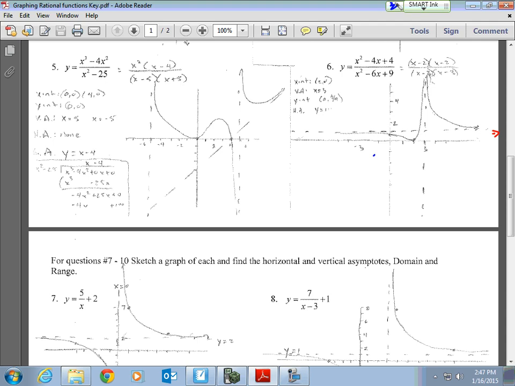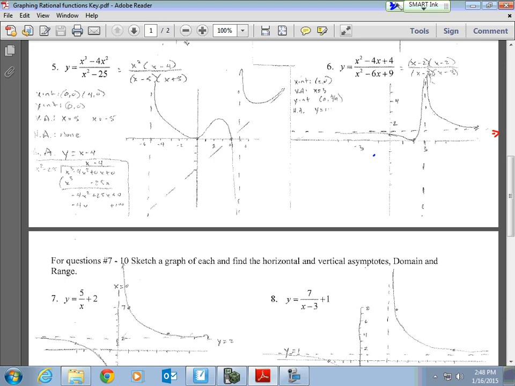Finding my x-intercepts, the value for x that makes the top 0 happens at 0, and it happens at 4. This is 0 when x is 0. This is 0 when x is 4. Y-intercept, plugging in 0 for x. On top, I get 0 cubed minus 0, which is 0. On bottom, I get a negative 25, and 0 divided by negative 25 is 0. So my x and my y-intercept are the same, which makes sense because it intersects at the origin.